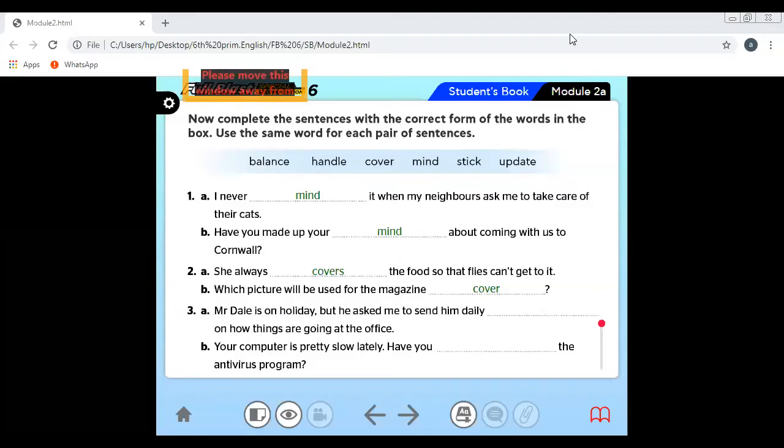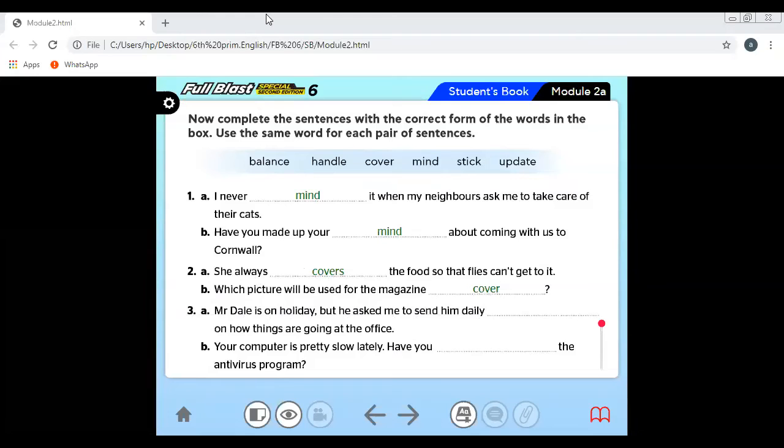What's the meaning of covers in number 2? Covers in 2, it's a verb. She always covers the food. It's a verb, to put something on the food to protect it. But in B, it's a noun. Which picture will be used for the magazine cover? Okay?